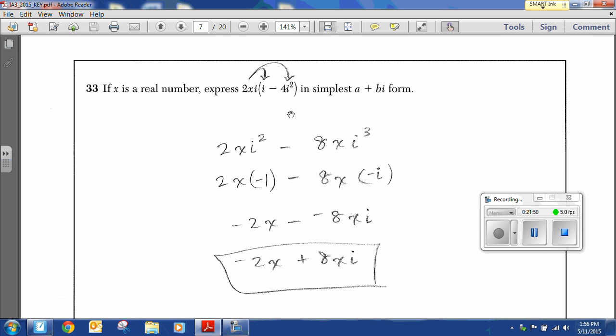Number 33, here we have powers of i. 2xi times i minus 4i squared. You need to distribute. We know i squared is -1 and i cubed is -i. And once we clean this up, we end up with -2x plus 8xi.